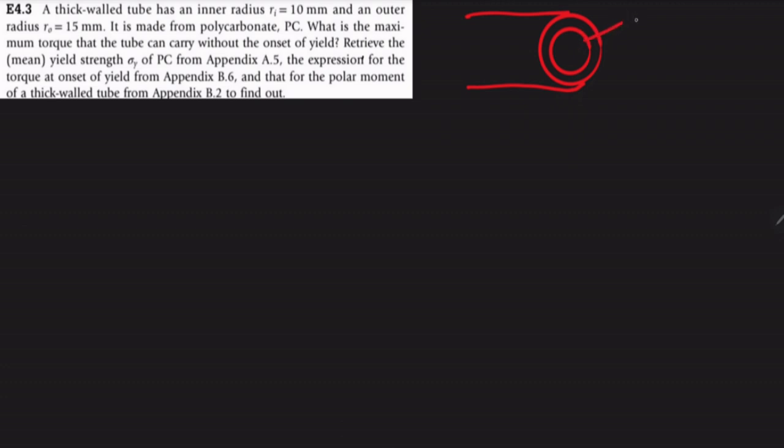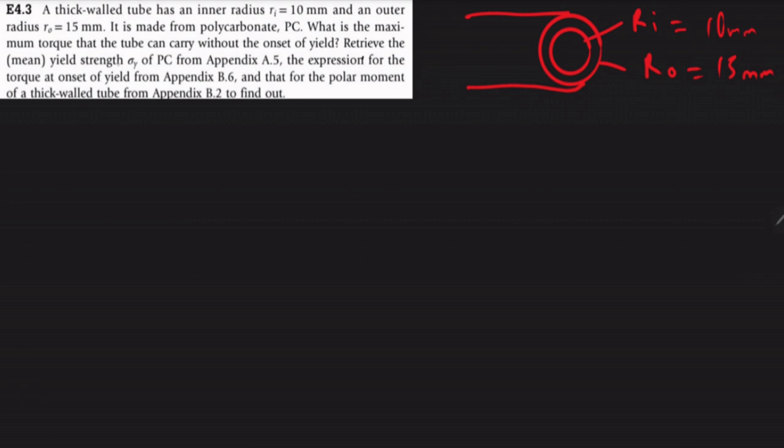So this circle has an inner radius RI of what? 10 millimeter, and this one has an outer radius RO, which is what? 15 millimeter. So that's our RI and RO. They said it is made up of polycarbonate material. So the material is polycarbonate. What is the minimum torque?